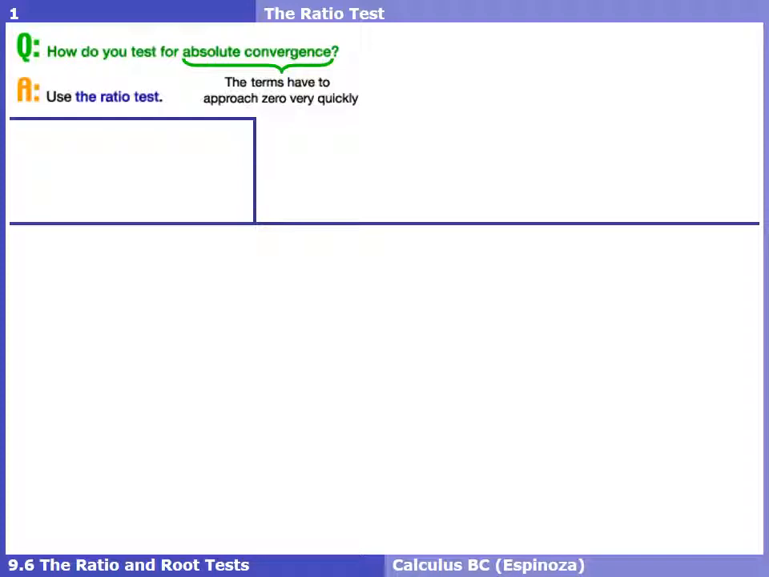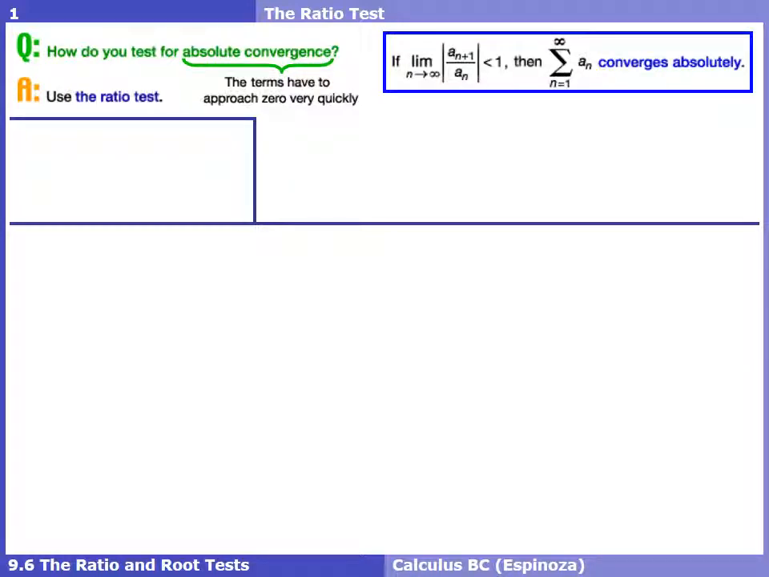So the answer to the question here is we're going to need to use the ratio test. Anytime you want to test for absolute convergence, or in specific cases where other tests don't really work so well, this ratio test is going to be the way to go. So what does this ratio test tell us to do? Well, it's in the title. You're going to have to set up a ratio or a fraction, and that fraction is right here.